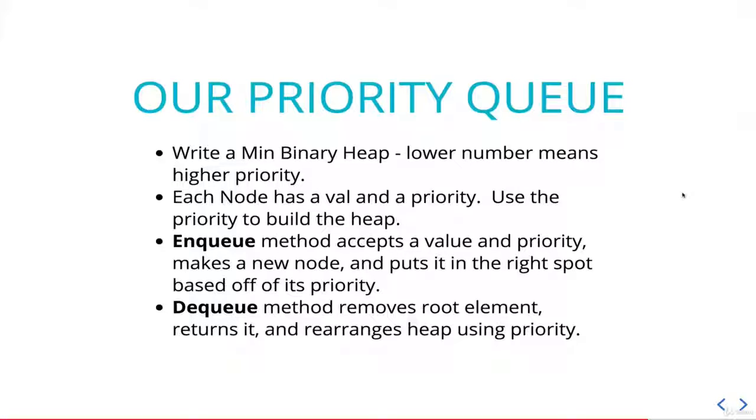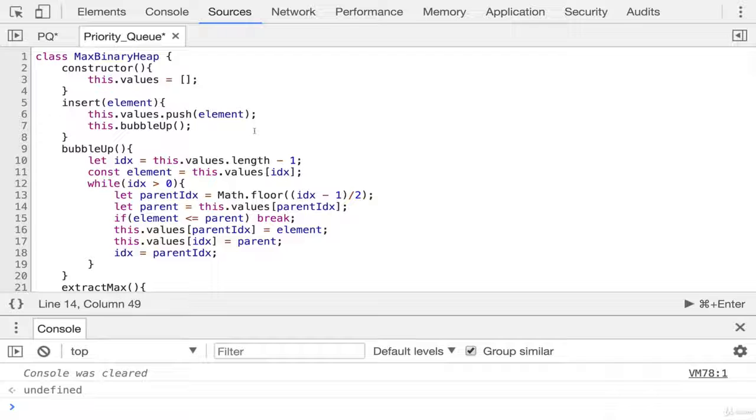All right, welcome back. So let's implement our priority queue by copying what we've already done. So here's my max binary heap. I just copied it into a new file. And I'm going to first change the name, priority queue. And we're going to leave it as this.values.